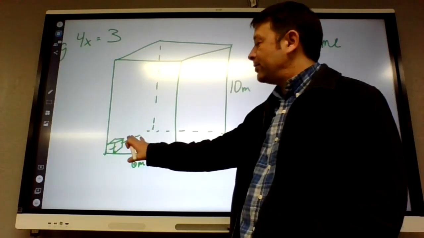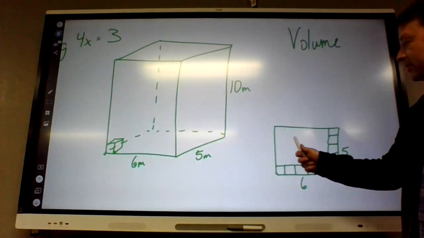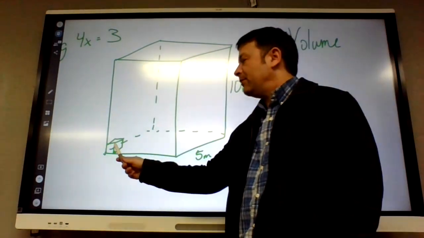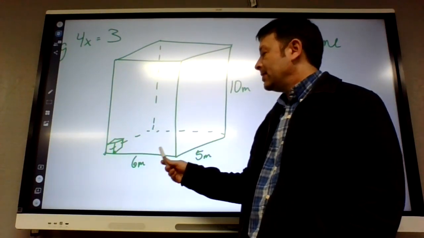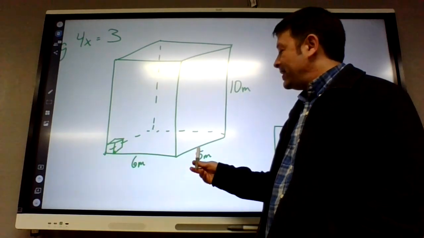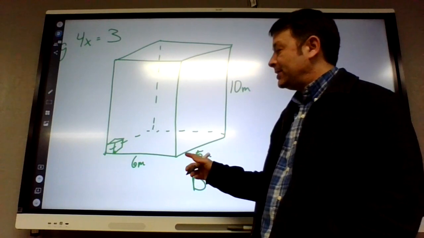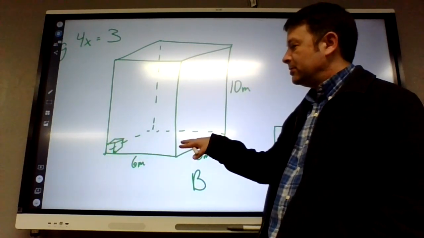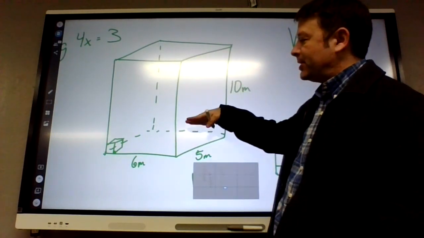units cover the base, which would be the same as the area, right? Like the number of square units that cover a rectangle would be the number of cubic units that fit on top of that rectangle. So the base area is 6 times 5 is 30. That means 30 of these little cubes would fit on the ground floor. But then if there's 10 floors, you would just multiply that by 10.